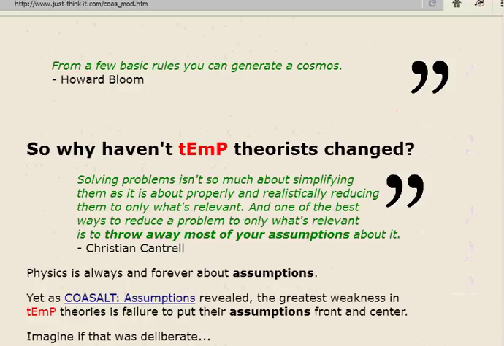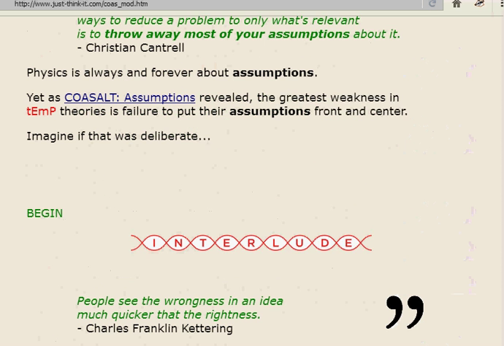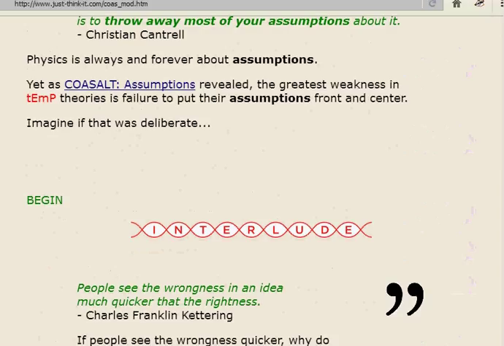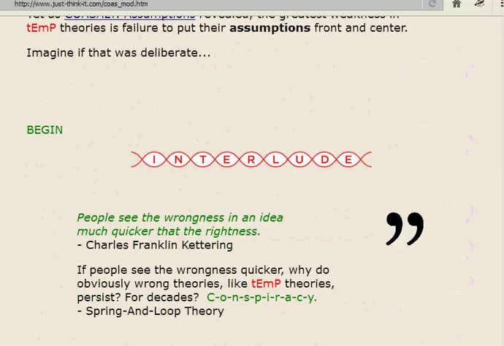Yet, as COASALT assumptions revealed, the greatest weakness in temp theories is failure to put their assumptions front and center. Imagine if that was deliberate. People see the wrongness in an idea much quicker than the rightness. Charles Franklin Kettering. If people see the wrongness quicker, why do obviously wrong theories, like temp theories, persist for decades?